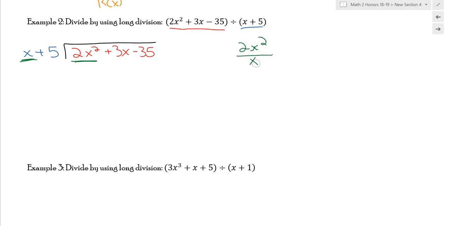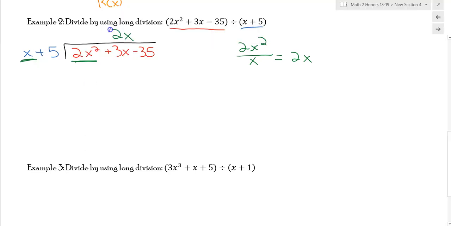If you've been working on that factoring packet, then you should have seen these, right? 2x squared divided by x is just going to be 2x. Again, lining it up is important. I'm going to line 2x up over the other x's. So I'm going to put it here. Okay.